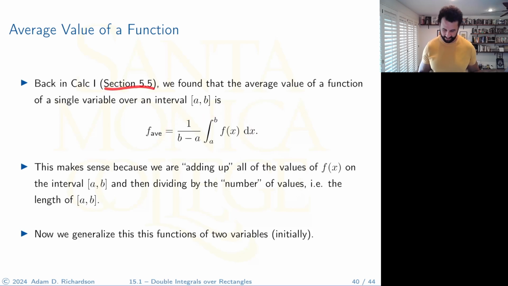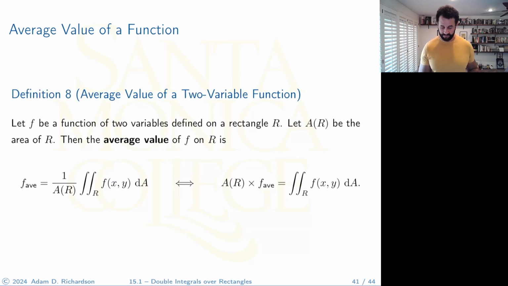It's in section 5.5. Okay, so now how do we generalize this to functions of two variables and then later on functions of 3, 4, 5, and many variables? Here's how. Let f be a function of two variables defined on a rectangle R. We're going to let A(R) be the area of that rectangle. Then the average value of f on that rectangle is just the integral of f on that rectangle divided by the area of the rectangle.